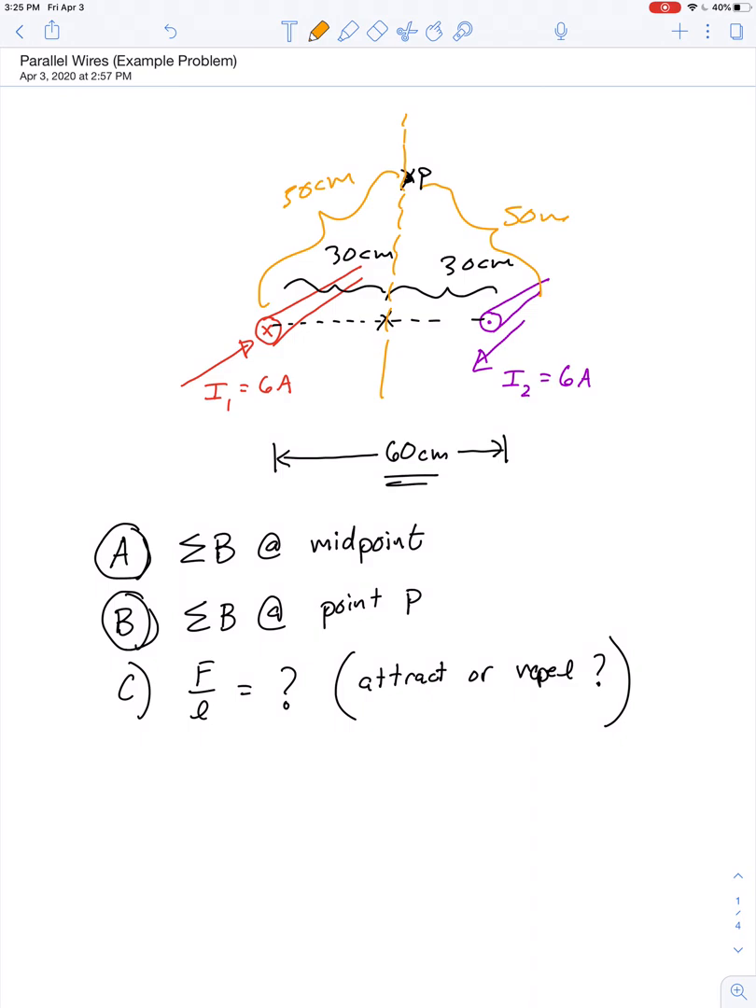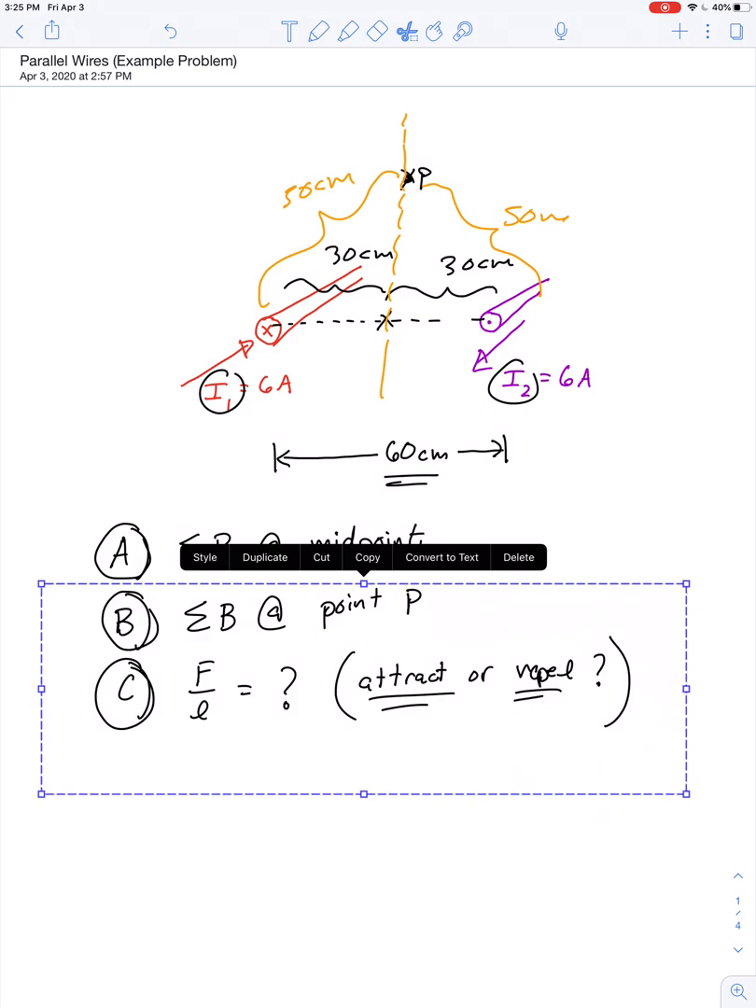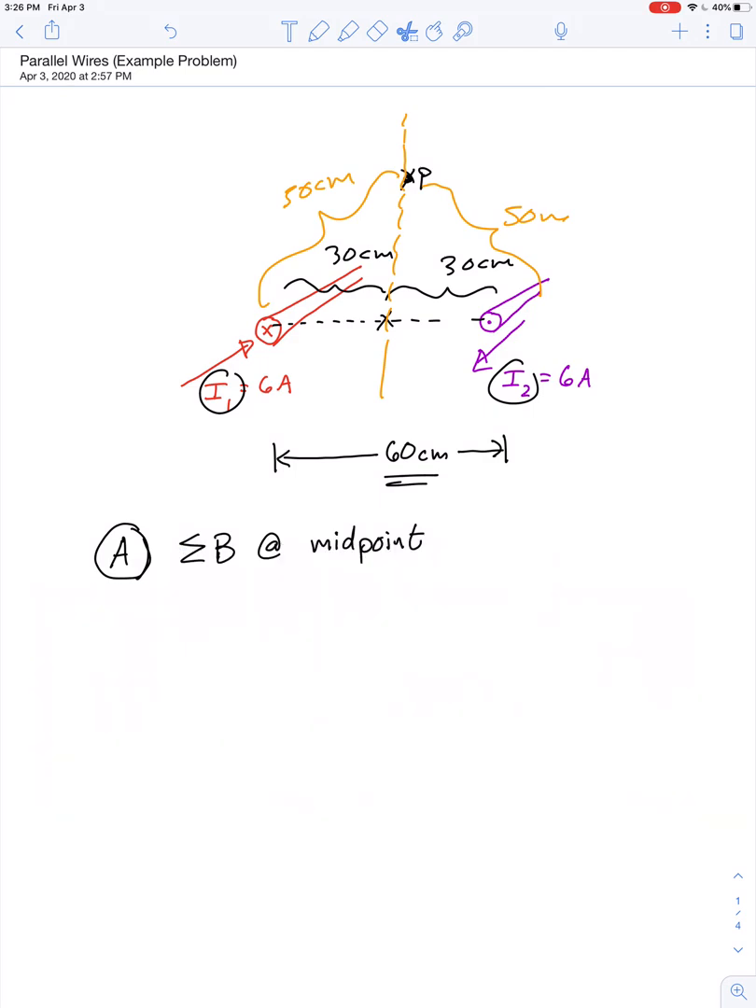And then the last question, part C, what's the force per unit length that wire number 1 exerts on wire number 2? And does that represent a force of attraction or a force of repulsion? So let's just take this one step at a time. Do part A first. We don't need all of this notation.